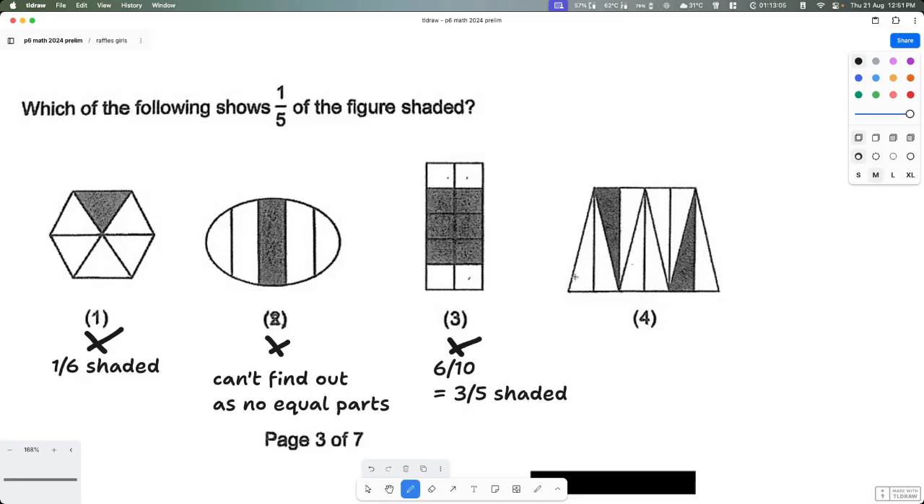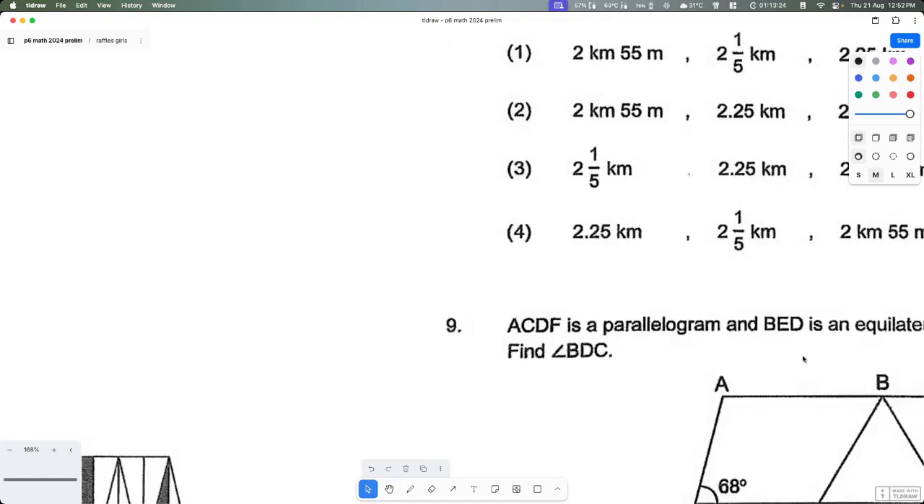We have 1, 2, 3, 4, 5, 6, 7, 8, 9, 10, and then we have 2. So this is 2 out of 10, which is equal to 1/5 shaded. And this is correct. There you go. So the answer is option number 4. Okay, let's move on to the next question.